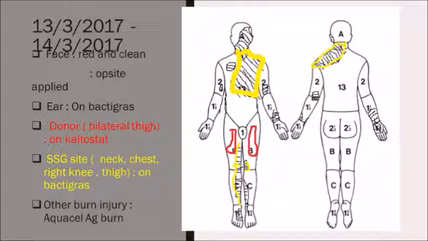As for the ears and the split skin graft site, Baticrust was applied. Baticrust functions to prevent infection in skin loss. At the donor site, which is the bilateral thigh, Cutimed Sorbact was applied. It is to absorb exudate and protect the wound from contamination. And as for the other burn wounds, Algoxide Agiburn was applied.